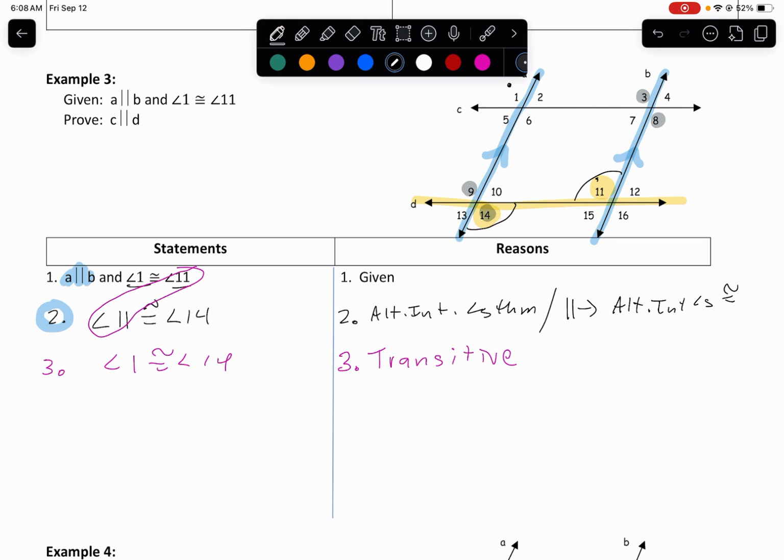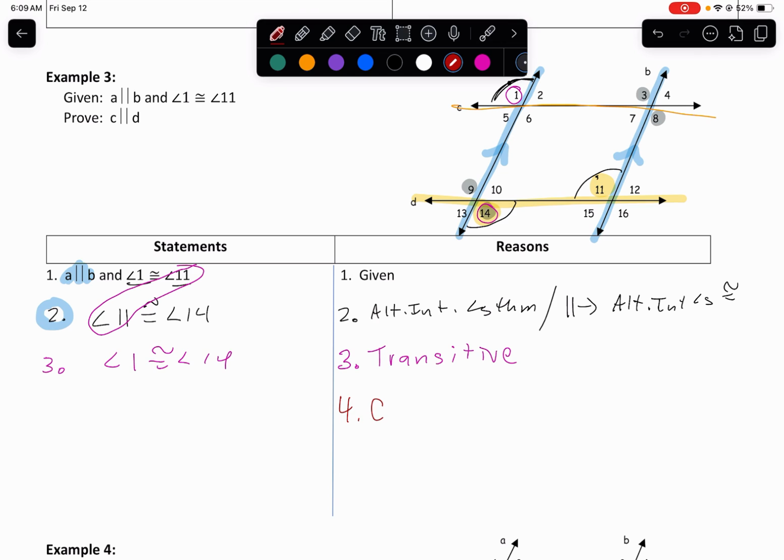So, I now look at angle 1 with angle 14. We know that they are congruent because of the transitive property. I now look at line C and line D to figure out what angle pair angle 1 and angle 14 are. They are outside of line C and line D and on opposite sides of transversal A, so they are alternate exterior angles that are congruent.